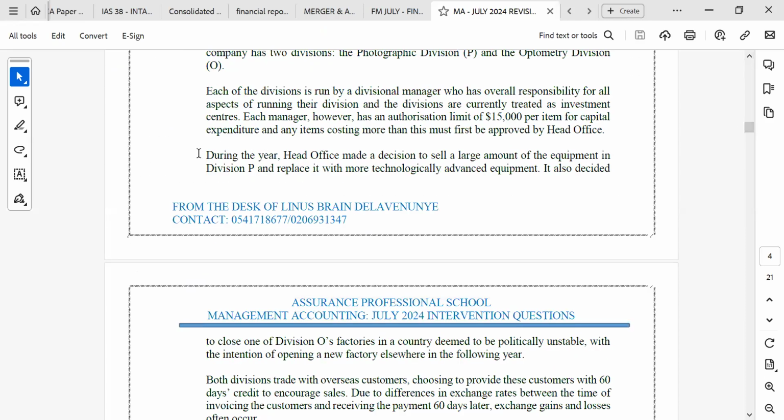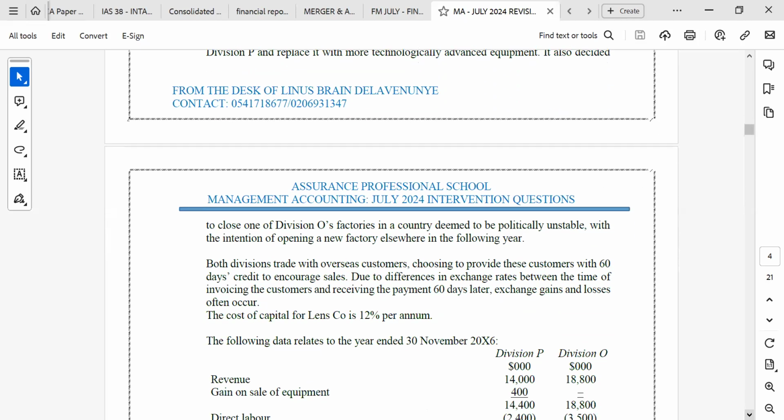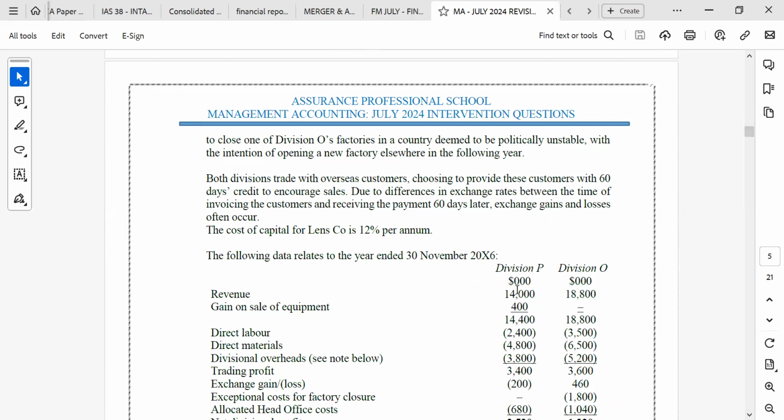Come here. During the year, head office made a decision to sell a large amount of equipment in division P and replace it with more technologically advanced equipment. Look at that. What is a gain? 400. It's for which division? Division P. So can you conclude that this particular gain is resulting from the decision made by the head office to dispose the equipment?